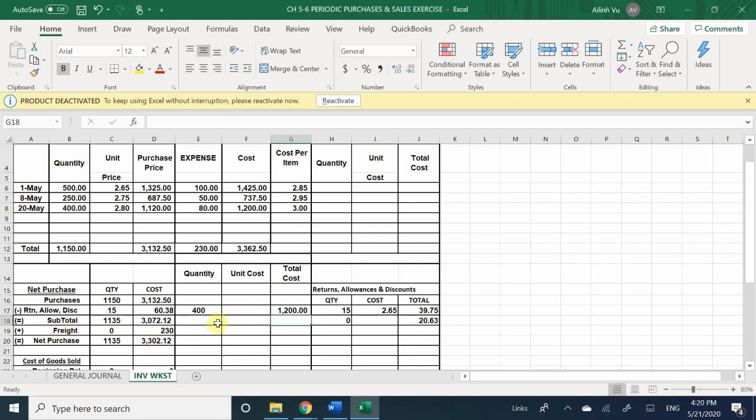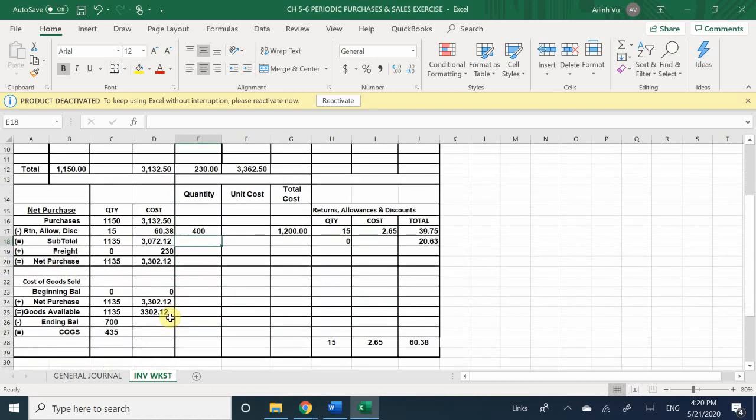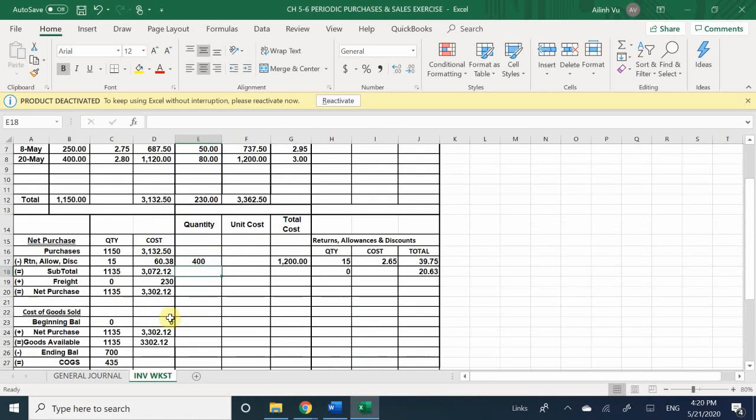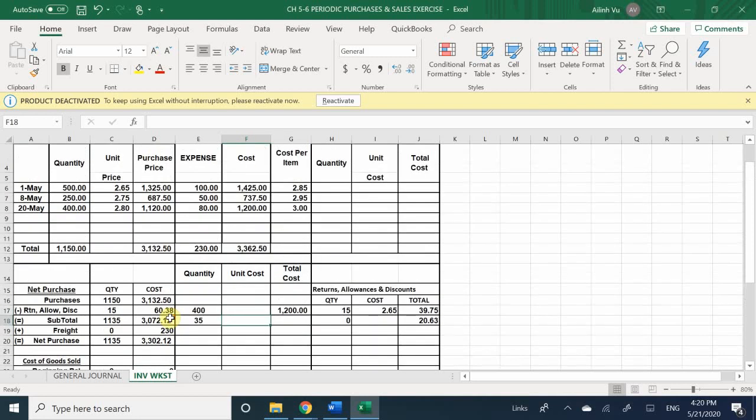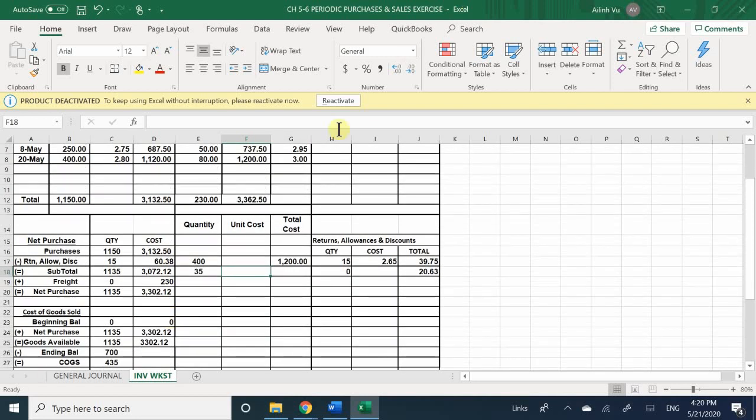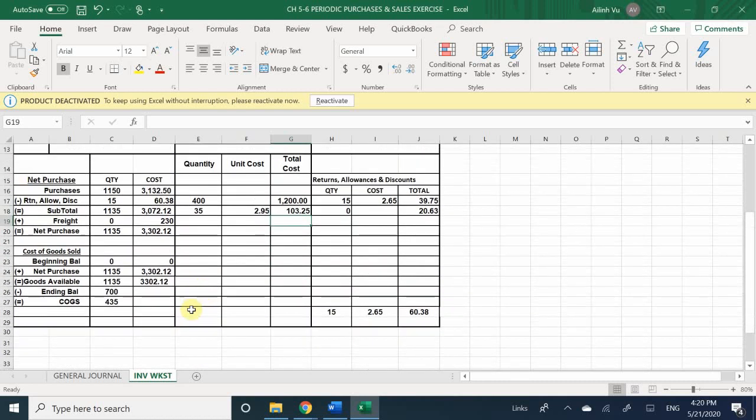Okay. And then what else? We have to take 35 more out of the previous purchase. Good. For 35 times $2.95. $2.95, multiply this, so that's $103.25. Okay?